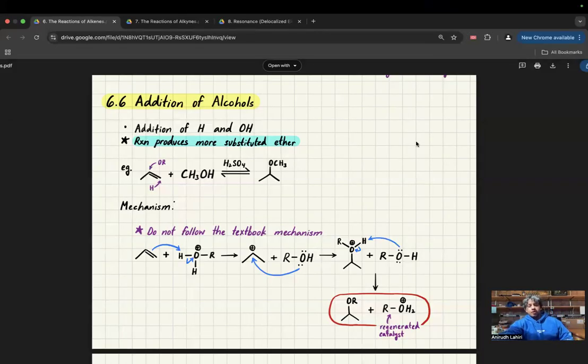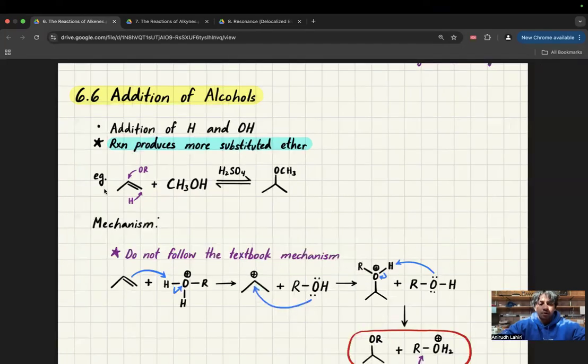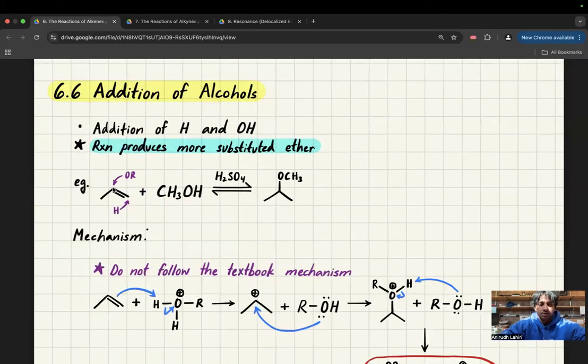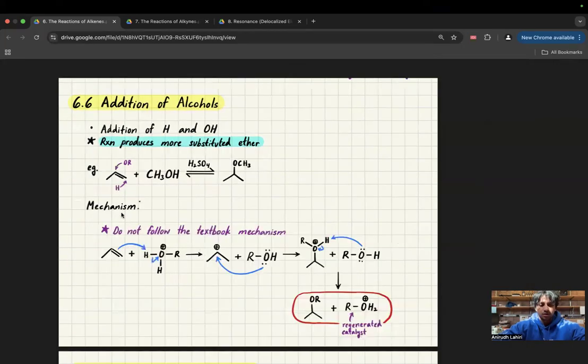Okay. Addition of alcohols. So, what you'll find throughout this course is that alcohols and waters react in very similar ways. Okay. So instead of an OH, we're going to have an OR. Okay. So this point, we're going to attach an OR. This point, we're going to attach an H. Right. Why do I attach an H here? This is what Markovnikov's rule says.